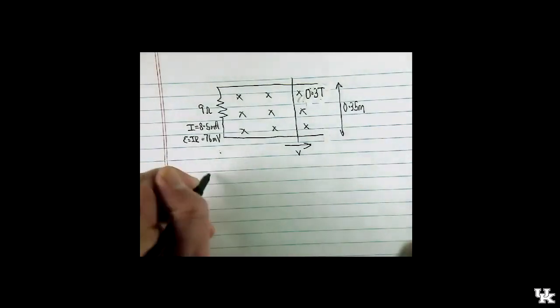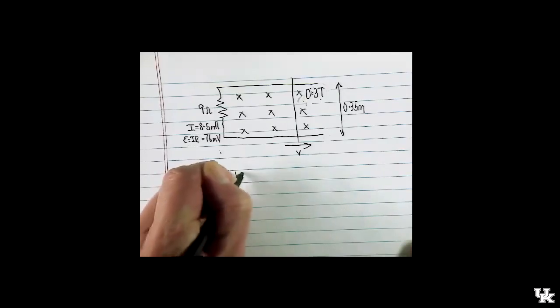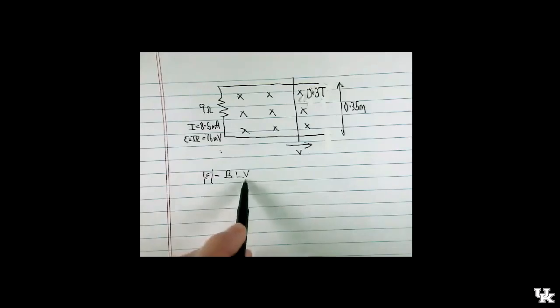So let's start with the relationship between the speed of the moving rod and the induced EMF. It's this one here. I put the little vertical lines around the induced EMF because I'm not going to worry about the sense of it right now. We'll talk about the sense of the EMF or the direction of the current when we move on to the other parts of this problem. But for now, I'm just going to worry about the speed.